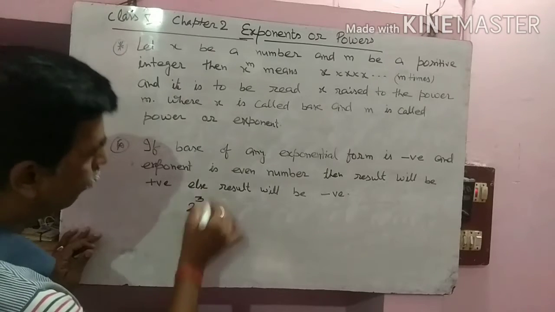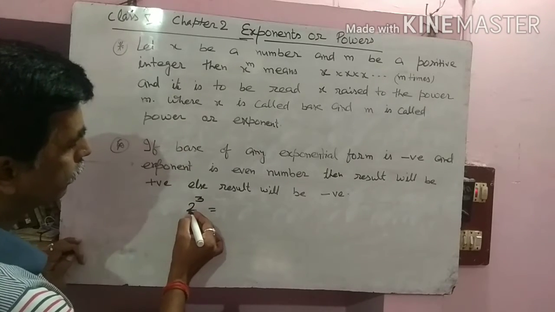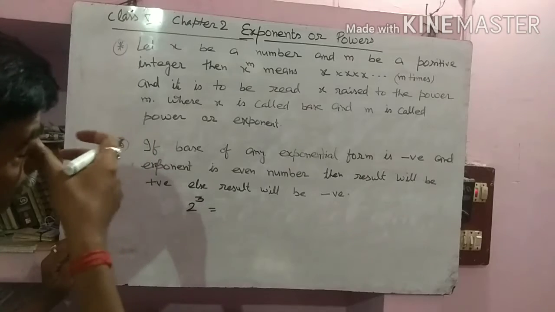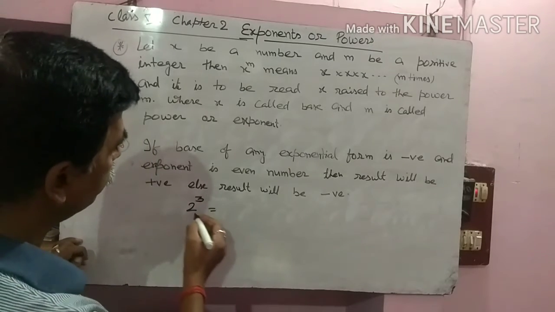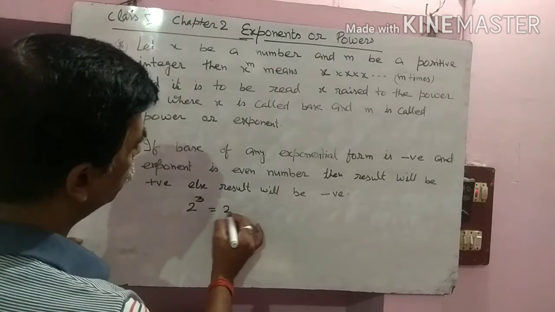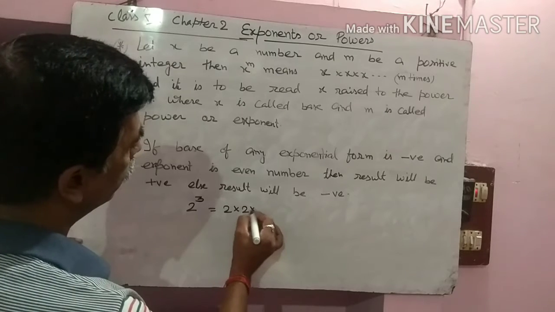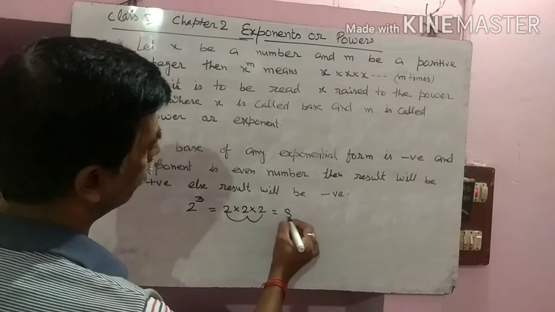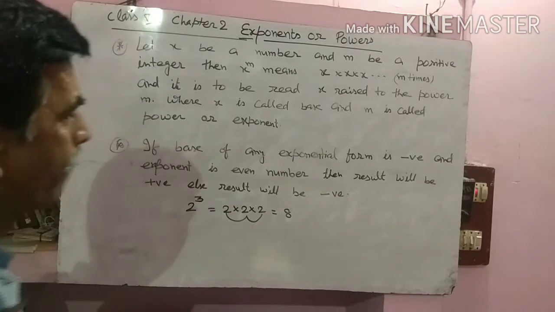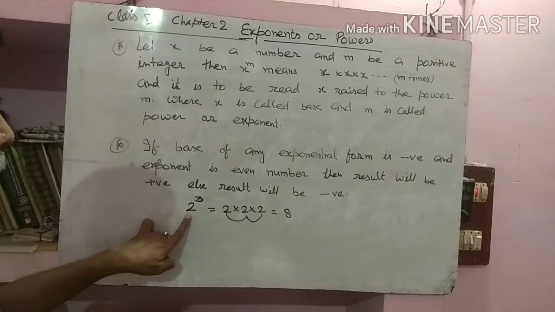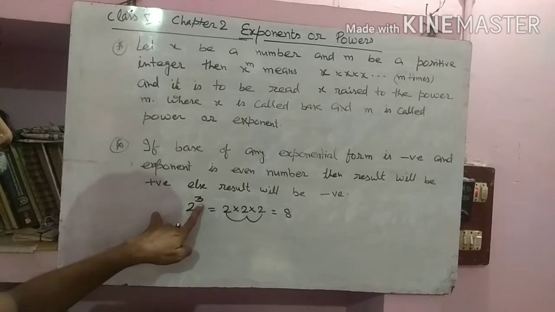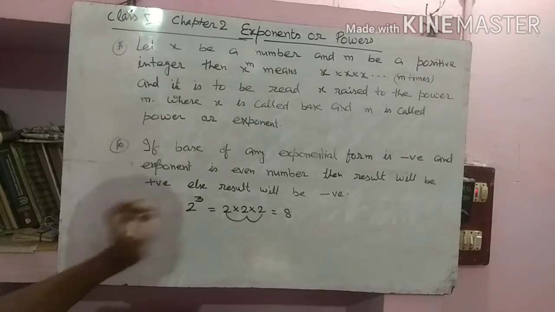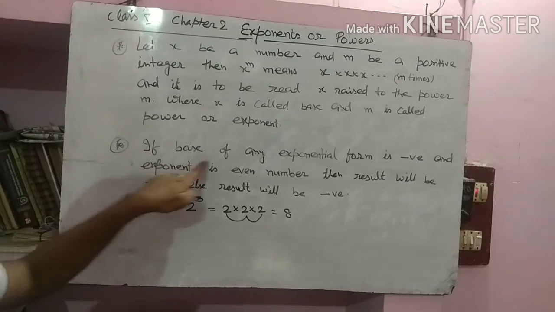Means the value of 2 raised to the power 3 means 2 into 2 into 2, which is 2 to the 4, 4 to the 8. Okay? This 2 represents the base and this 3 represents the exponent or power. Is it clear?